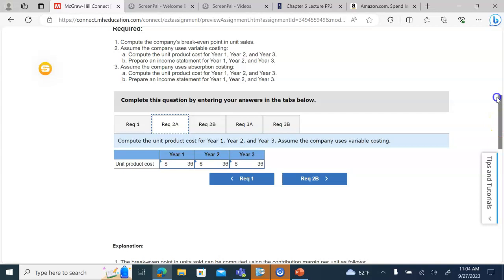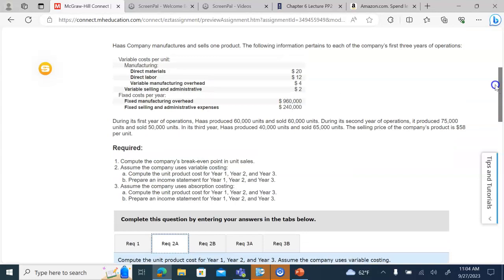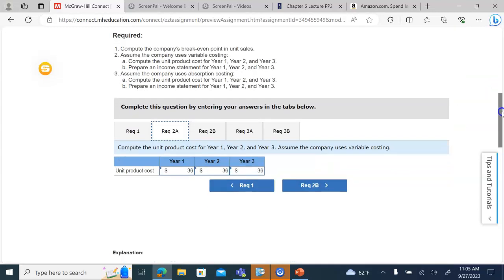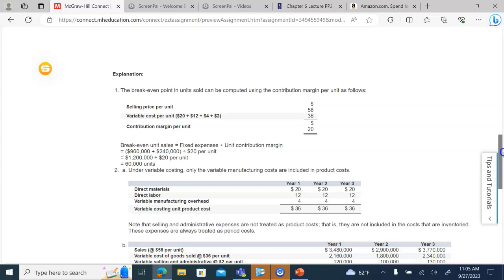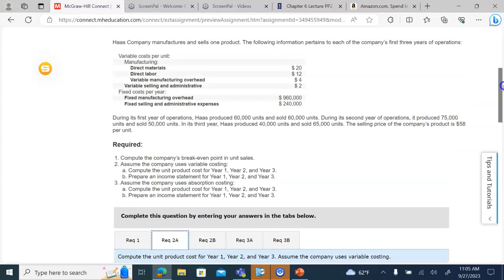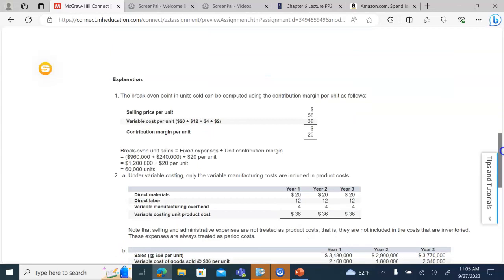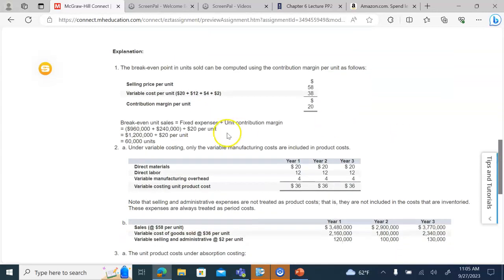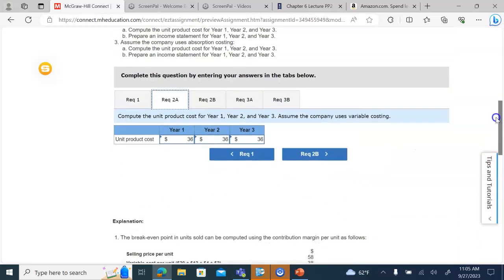So remember, using variable costing, we're not going to do anything with our fixed overhead. The product cost for year 1, we've got the 20 plus the 12 plus just your variable manufacturing overhead. So for each year, our variable costing unit product costs are all going to stay the same. 36 bucks. Okay?